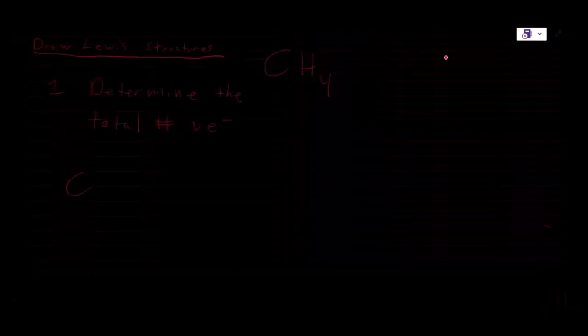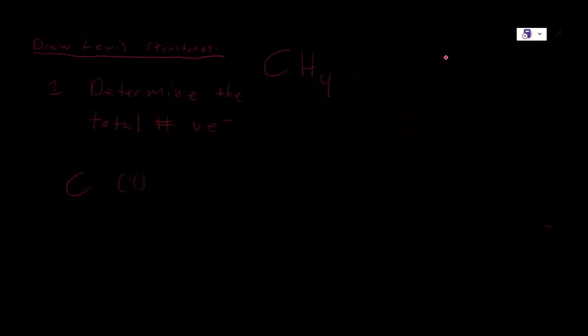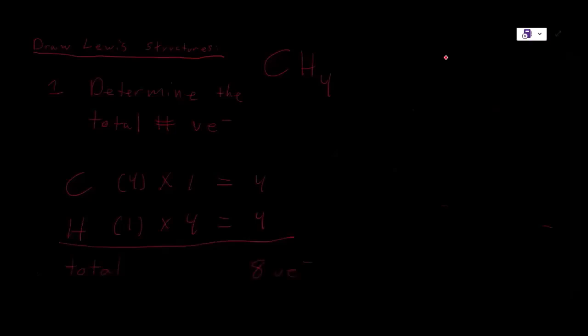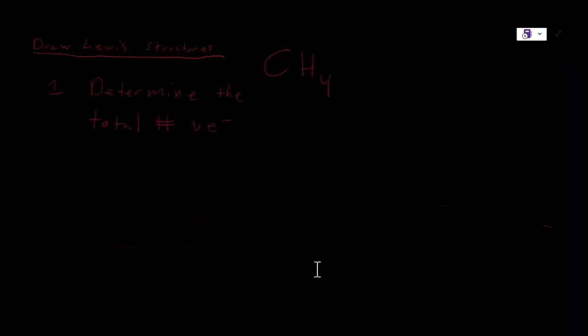So we said that carbon had 4 valence electrons, and there was one carbon, giving us 4 valence electrons, and hydrogen had 1 valence electron, and there are 4 hydrogens, which would give us 4 valence electrons. So the total valence electrons would come out to 8 valence electrons. So for step 1, we have 8 valence electrons, so that's complete.